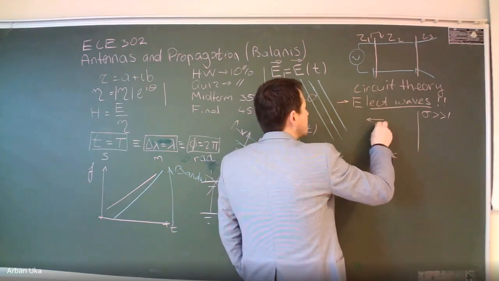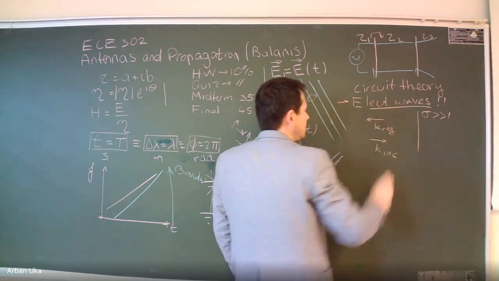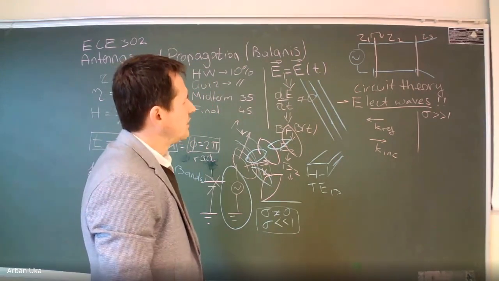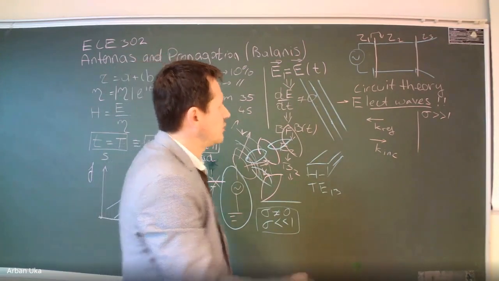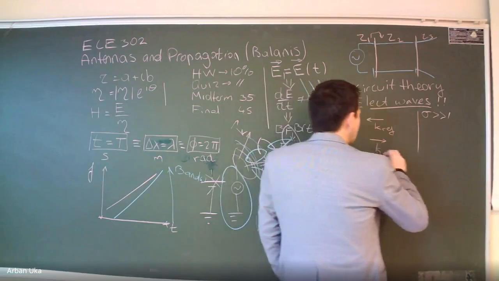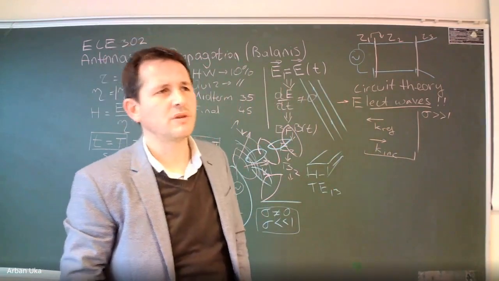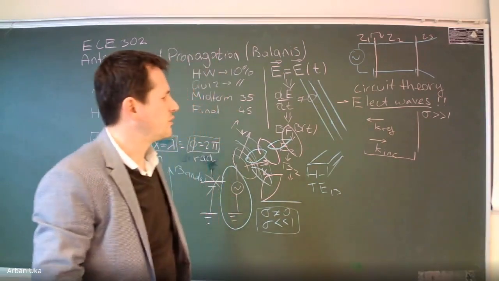Okay, so this is the K reflected. Then what happens is that we have standing waves, right? This is something that you might have received as a question in the midterm or the final exam of waves: to define what is a standing wave.